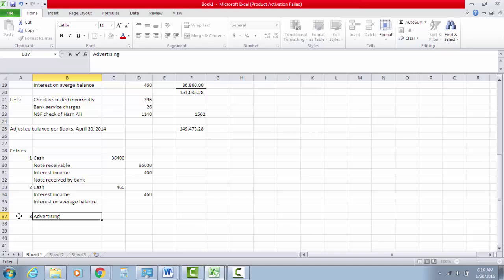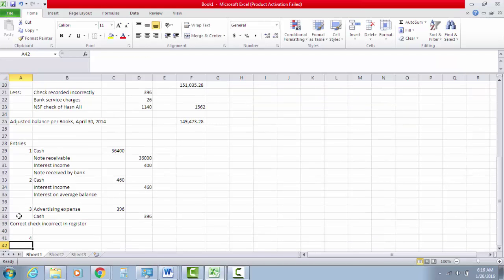Then the next entry you would adjust for is the check recorded incorrectly. So you need to redo that. So basically take it out. So it would be $396 to advertising expense and then cash of $396. And this is to correct check recorded incorrectly in the register.